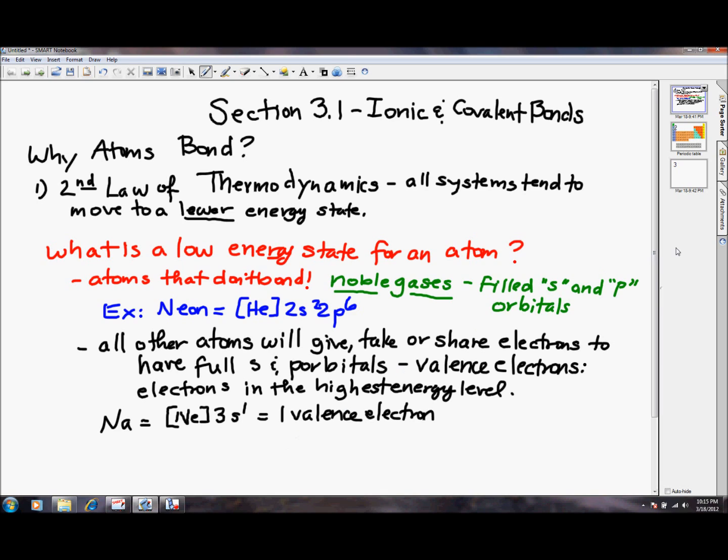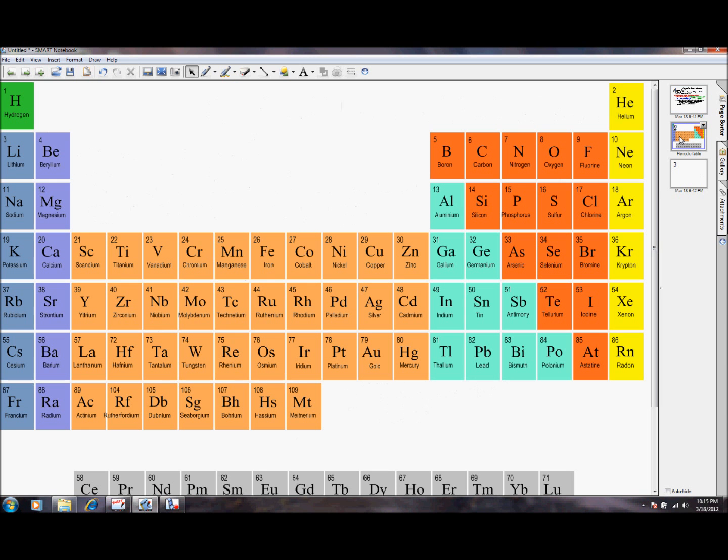So let's take a look here. Get out your periodic tables if you haven't done so already, and we're going to mark up our periodic tables. We're going to write by family how many valence electrons are in each of the different families. Okay, so we're going to start over here with the alkali metal family, and while hydrogen is not a member of the family, we're going to include hydrogen in our pattern.